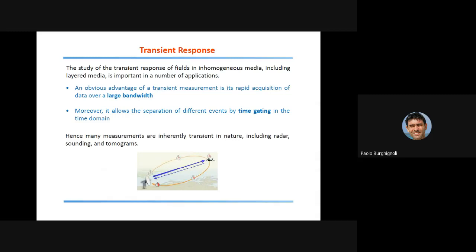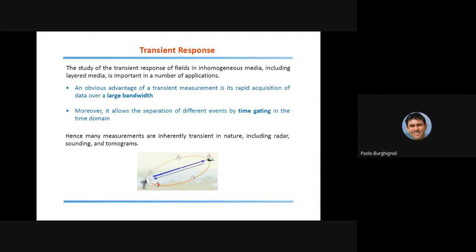Well, one advantage of using transient signals is that in this way you can acquire in a very short time data on a large bandwidth that otherwise would be much longer to take if you proceeded directly in the frequency domain. On the other hand, the very transient nature of the time domain signal allows you also to separate different events, wave events, simply because they occur at different times.